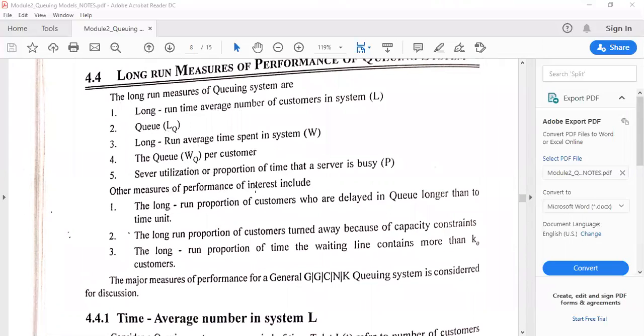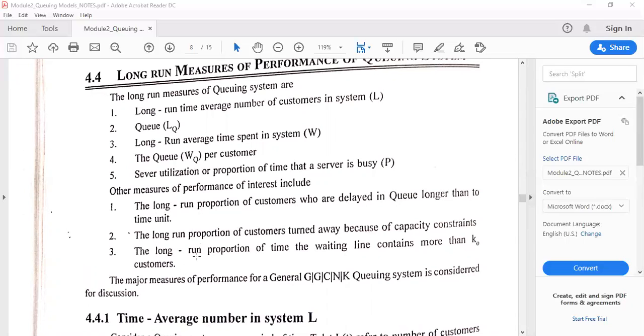Other measures of performance of interest include the long run proportion of customers who are delayed in the queue longer than a time unit. Next, the long run proportion of customers who are turned away because of capacity constraints, right? So we can have the number of customers who are delayed in the queue longer than the time, that means people waiting in the queue more than the time unit. That is called the long run proportion of customers who are delayed in the queue longer than the time unit.